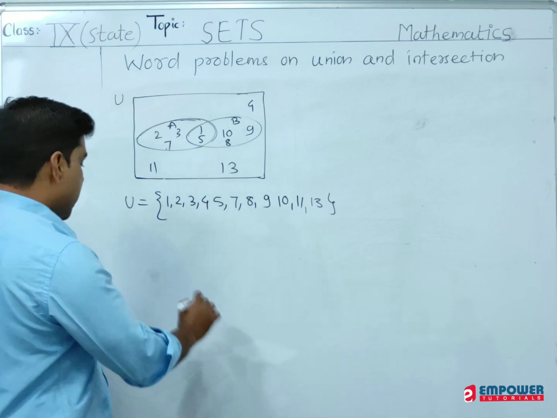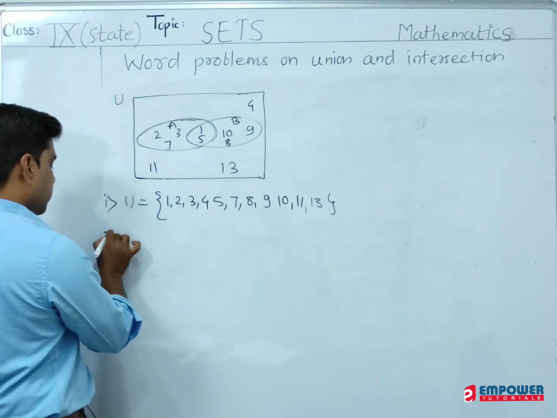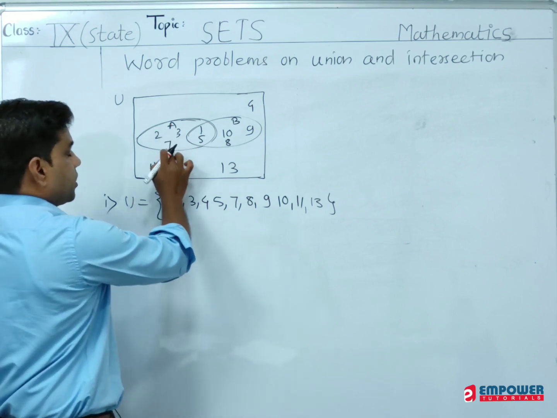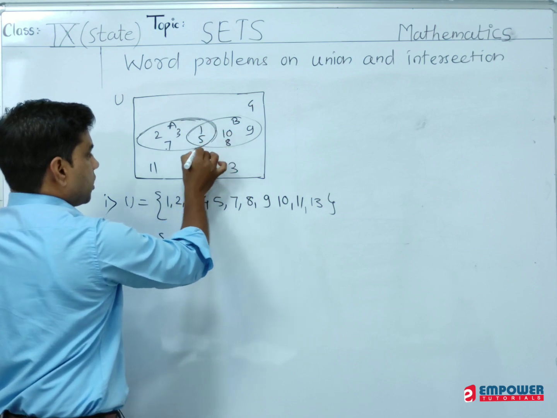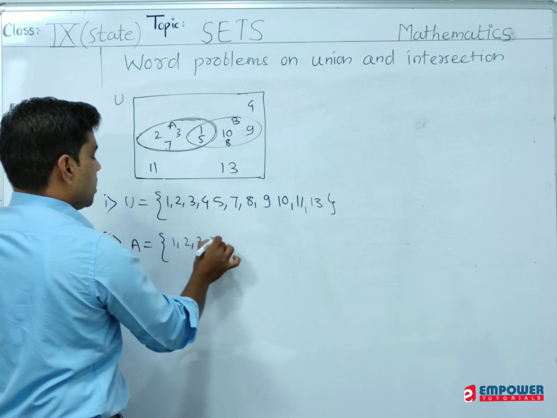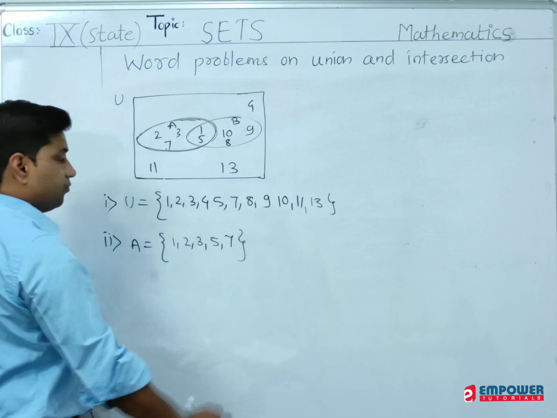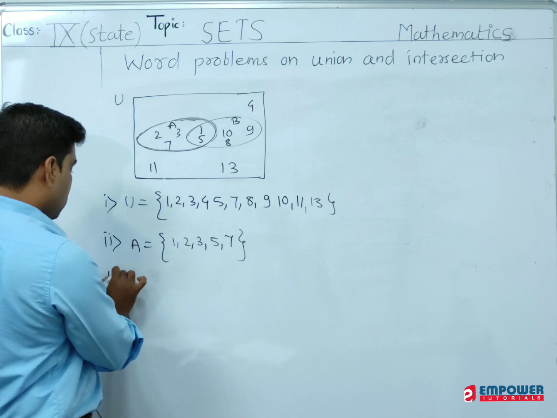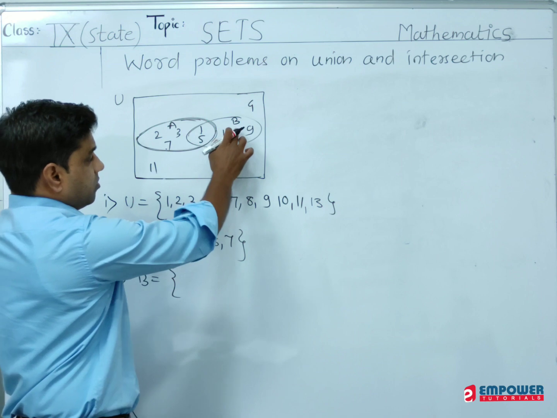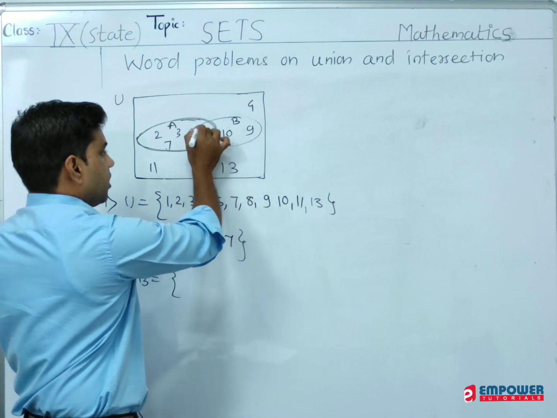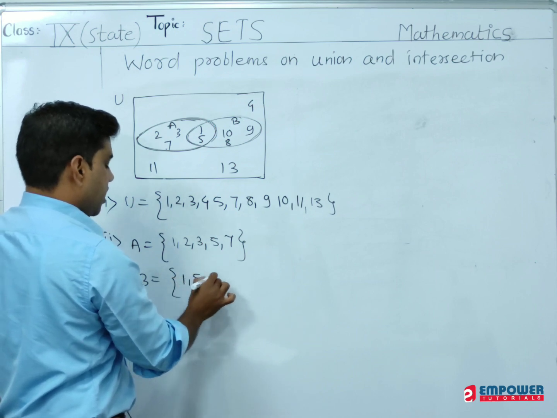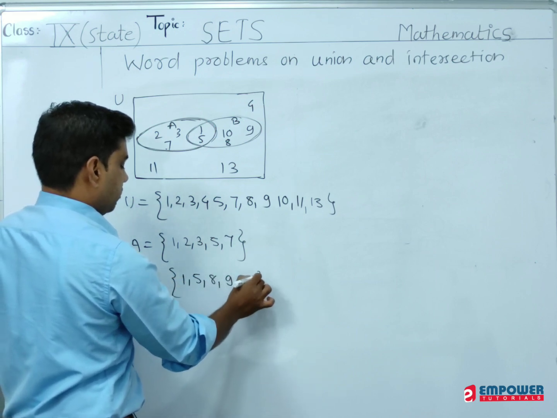Now the second one asked is A. What elements are there in A? 2, 3, 7. But see here, this common part is also part of A, right? So you have to write all the elements. So 1, 2, 3, 5 and 7. That is A. Okay. Third, B. In the same way, which elements are in B? 8, 9, 10 are there, and 1 and 5 too, because they are also part of set B. So you can write 1, 5, 8, 9 and 10.